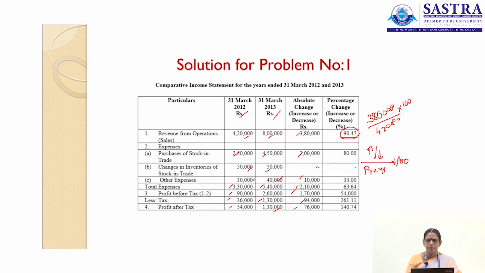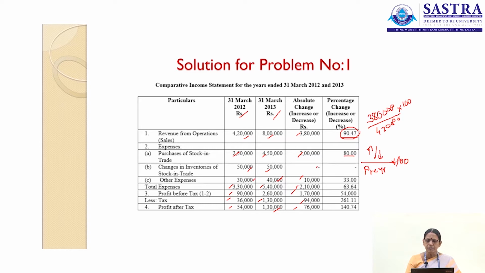Purchases of stock in trade, we have 2 lakh rupees. This 2 lakhs divided by 2,50,000 into 100 will give 80%. That means we have 80% increase in the purchases. Once again, whatever percentages we get in positive figure, we have to write it like this. Suppose if it is a negative figure, we have to put it in brackets. I am reminding of the same.